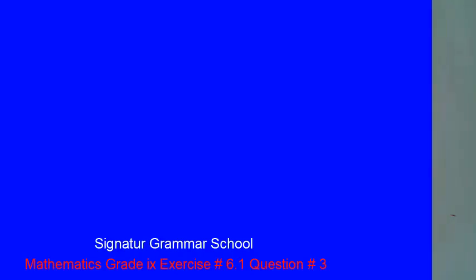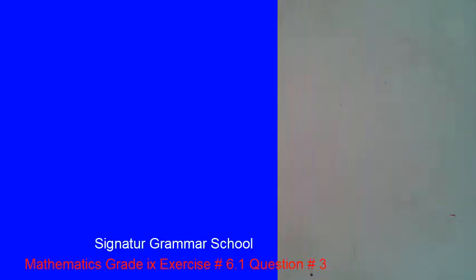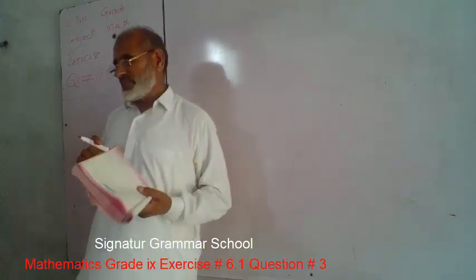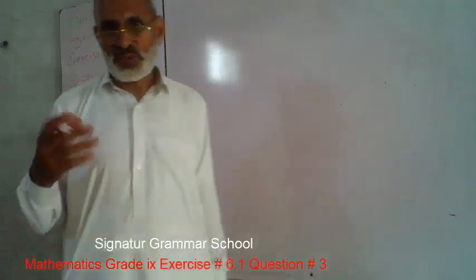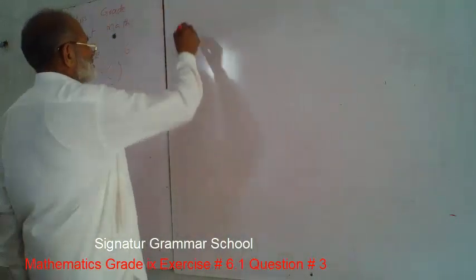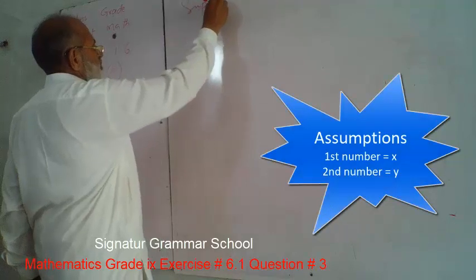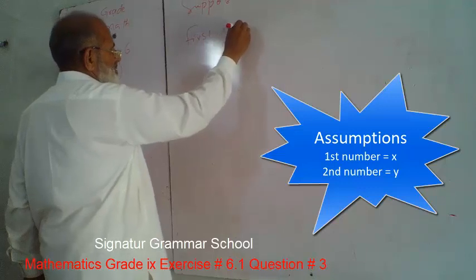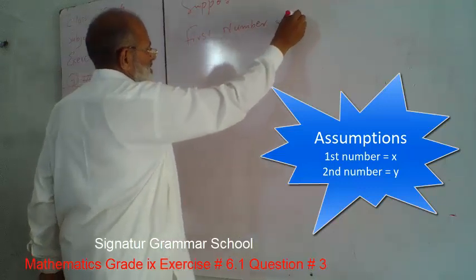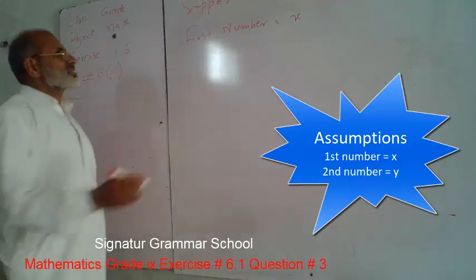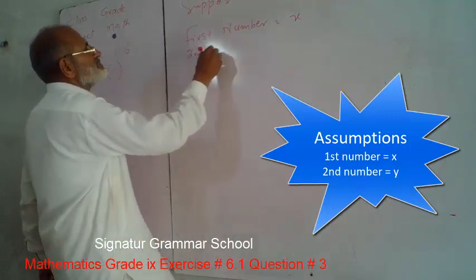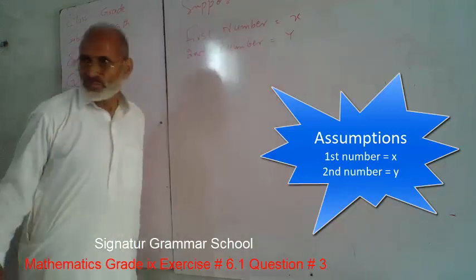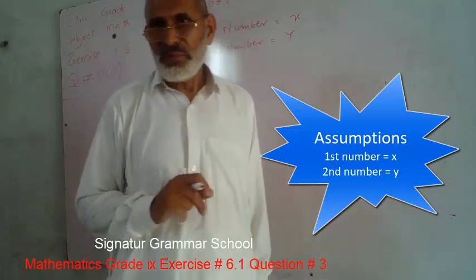Now, I've thought of two numbers whose sum is 12 and whose difference is 4. Find the numbers. First of all, we are making some supposition. We suppose the first number is x and the second number is y. These are two numbers, x and y.